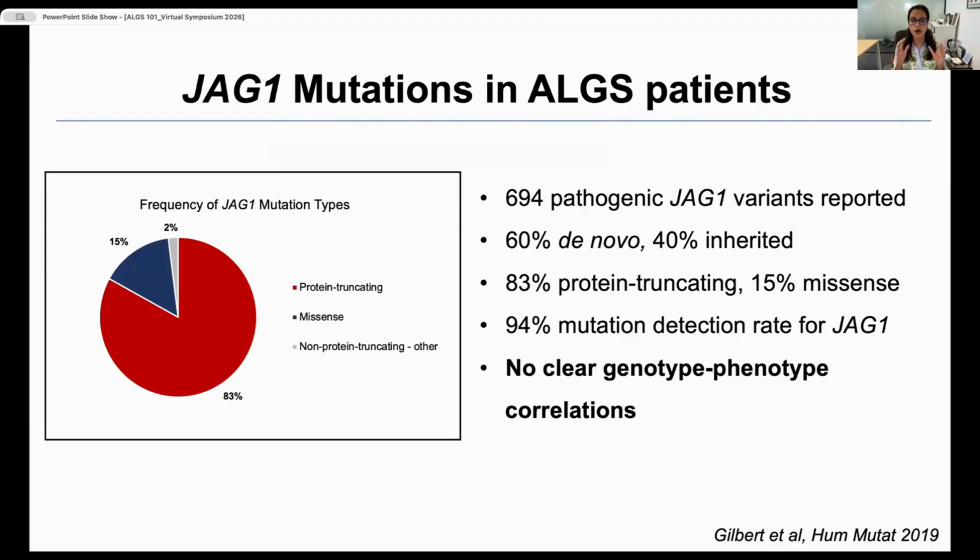But I just want to emphasize that there are hundreds and hundreds of different JAG1 mutations or variants reported in Alagille syndrome. So you may not have the same as somebody else. Everybody can still have Alagille syndrome if that variant is described as what we call pathogenic, disease-causing. But the thing that's written in bold here, which is important, is that there are no clear genotype-phenotype correlations. That means we can't predict what your Alagille syndrome will look like based on your gene change.